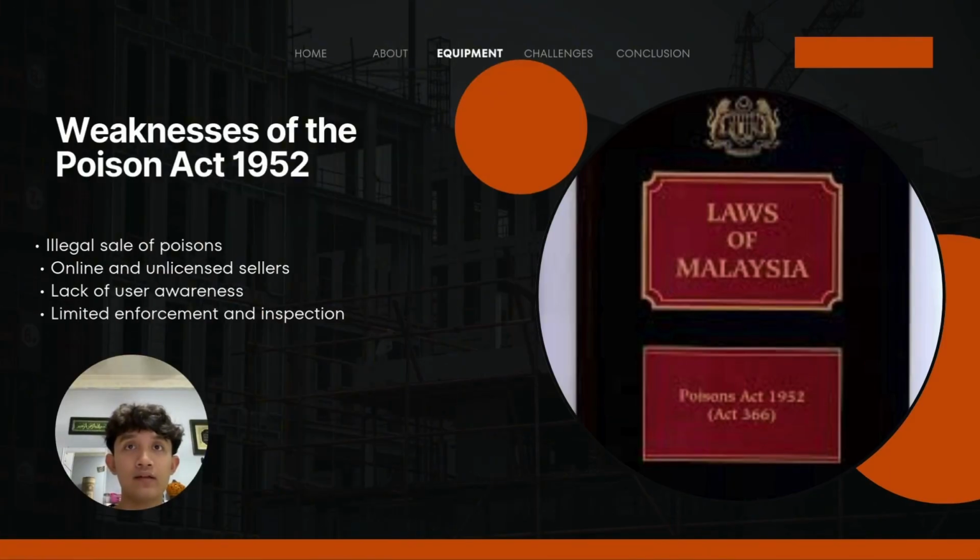So here are some weaknesses of the Poison Act 1952. The Poison Act 1952 is important in controlling poisonous substances. One of its main weaknesses is the illegal sale of poison, especially through online platforms and unlicensed sellers. This makes it difficult to control access to dangerous chemicals. In addition, some users lack proper knowledge about safe handling, storage and disposal of poison. Enforcement can also be challenging due to limited inspection and manpower, which may lead to non-compliance with safety requirements.